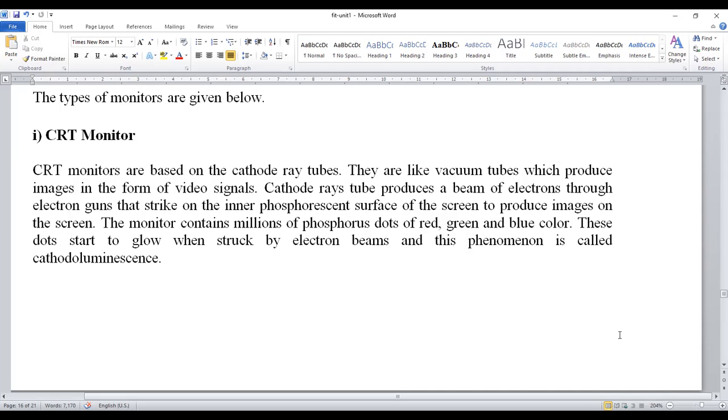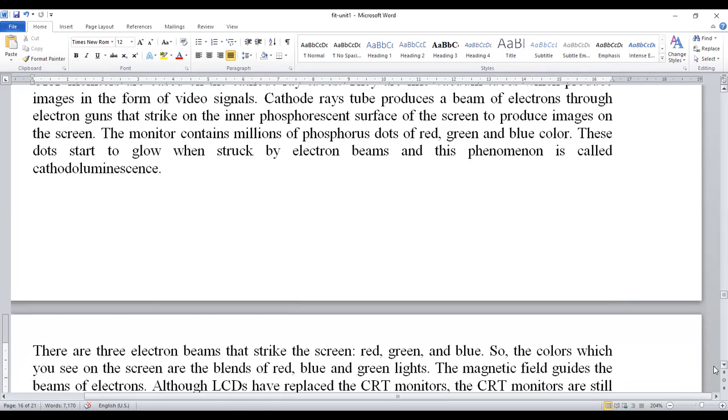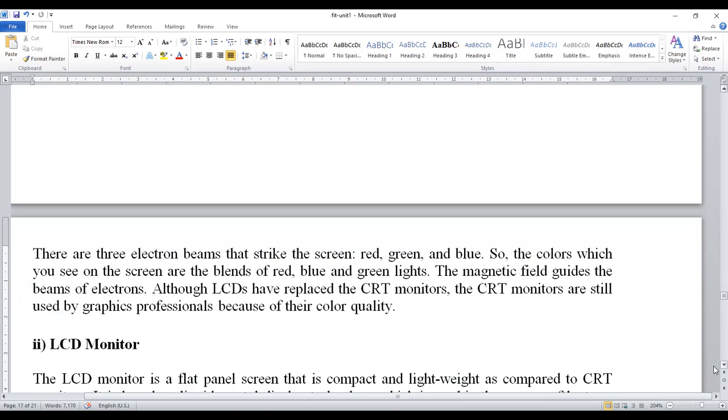The monitor contains millions of phosphorus dots of red, green, and blue colors. These dots start to glow when struck by electron beams, and this phenomenon is called cathode luminescence. These are the three beams that strike the screen.